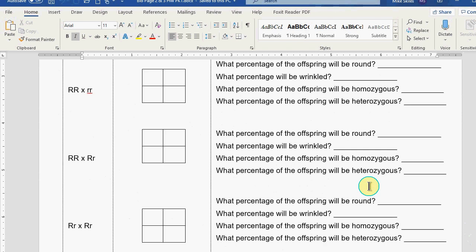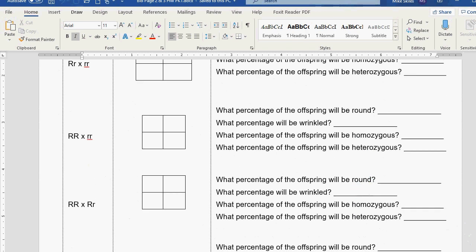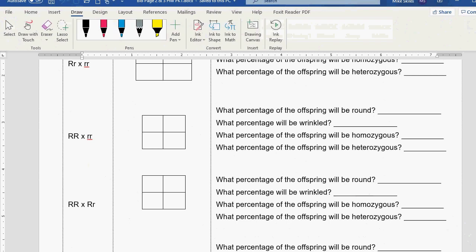So we figured we'd do one together. I'm just going to pick one here in the middle, so let's do the second one down here. Again, you can use your drawing tools, that's what I'm going to do here. I'm going to be doing big R cross little r. So the one parent goes across the top, so they could give a big R or the other big R, little r. All right, so this box is big R, this box is big R, this box is big R, this box is big R.